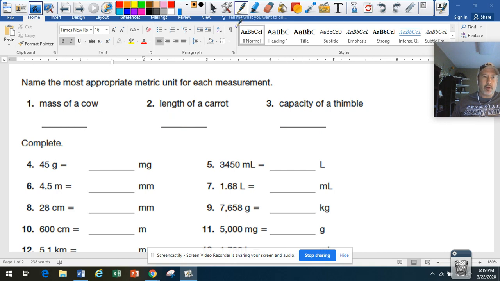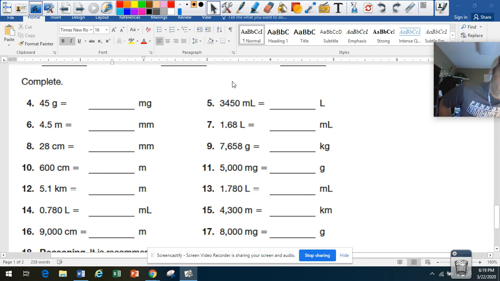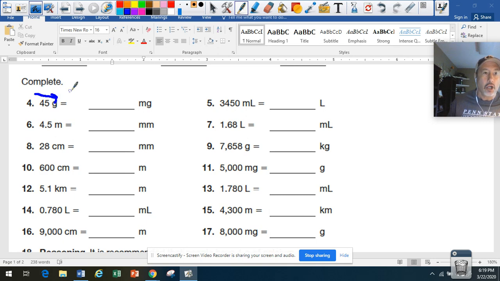Let's look and see what we have down here. We've got to convert these metric systems here. So let's take a look here. Okay, if we take a look at this first one here, hey, guess what? We're going from grams to milligrams, bigger to smaller. So we are going to be moving this to the right 3 places. So if I move this 3 places to the right, the decimal that is, decimal being right here, move it 3 places to the right, I get 45,000.